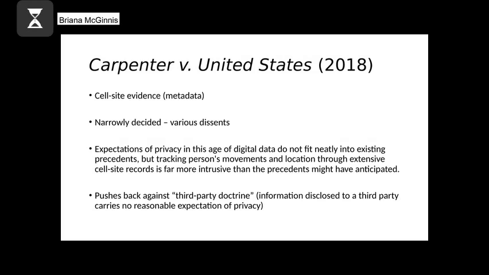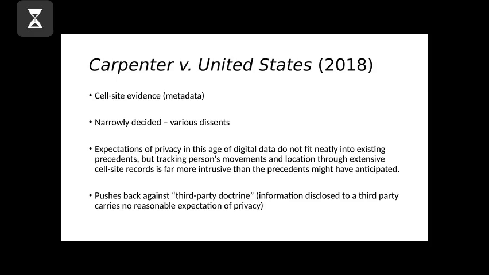So, important points about Carpenter v. United States. Yes, they did rule that the government needs to get a warrant to obtain cell site data. However, this is just cell site evidence, metadata, so it's fairly narrow in what the warrant is needed for. Additionally, this was very narrowly decided. This was not one of these unanimous cases where the court spoke with one voice very forcefully. There were a bunch of different dissents.